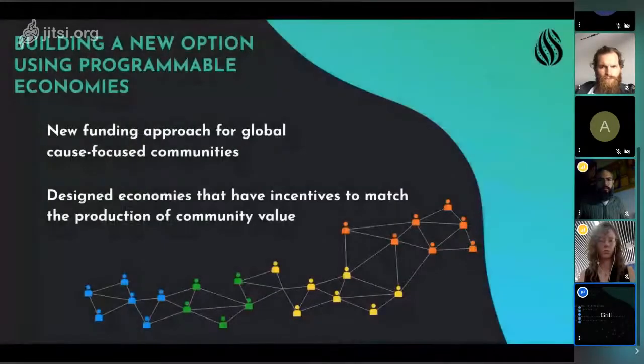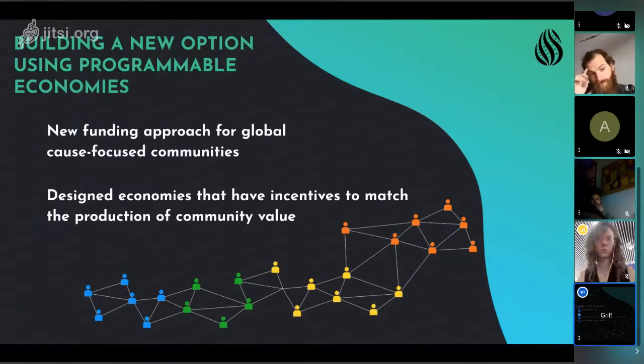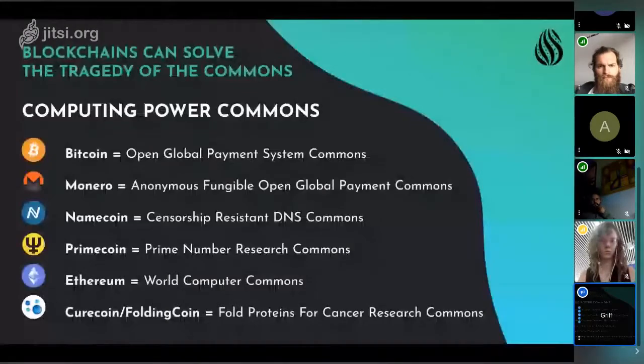So what we want to do is create a new option for all the people that are trying to create public goods for their communities. We believe that there is magic in the blockchain approach, that blockchains have actually solved the tragedy of the commons by designing economies that have aligned incentives to match the production of the shared resource that they want to produce. This is how blockchains have kind of done it.